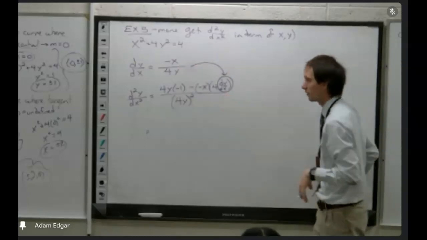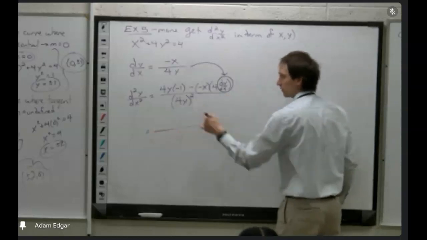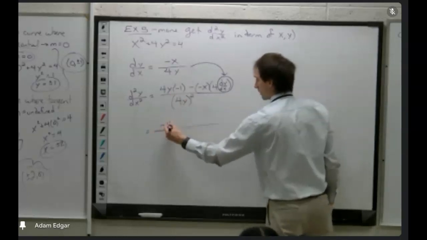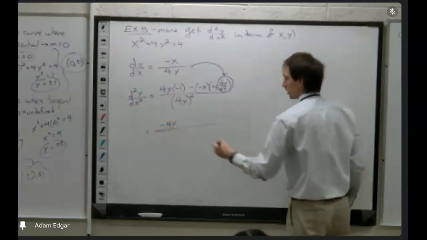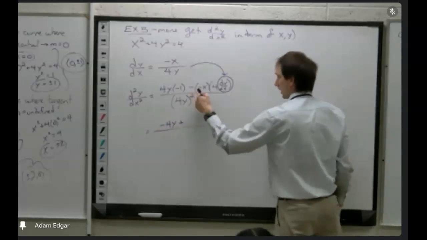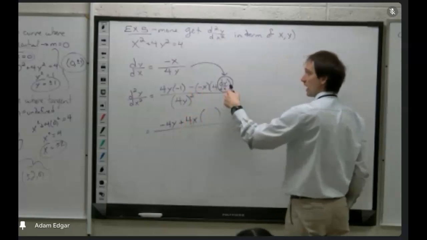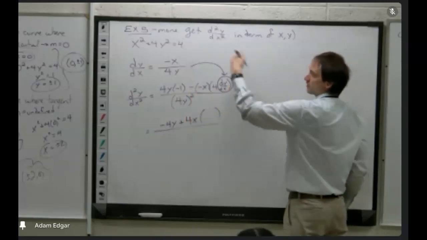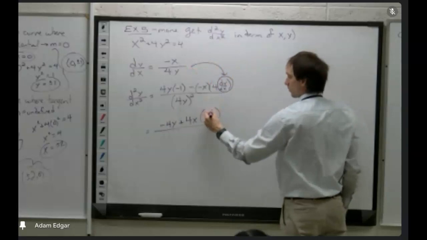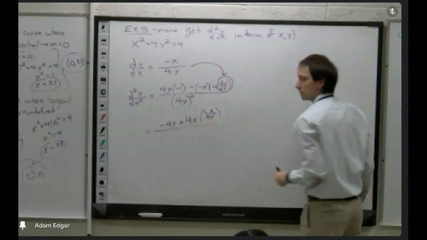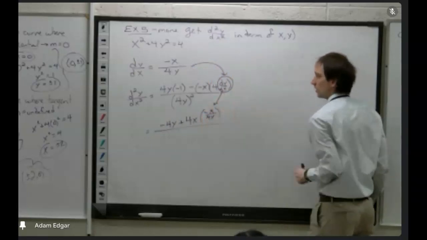Right? So you'll have negative 4y chilling out front in the first half of the numerator, plus x times 4, we'll call 4x, times your derivative dy dx. Oh, wait, we know what that is. We just found it like 18 minutes ago. That's negative x over 4y. And downstairs you've got 16y squared.